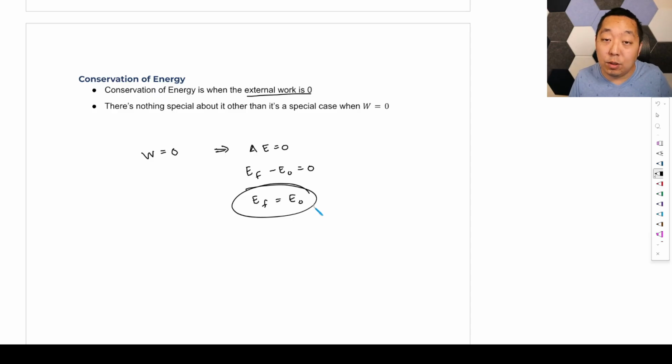But work being zero is just a special case. Energy is conserved in that scenario. The initial energy and the final energy are the same. And it's just when the external work is zero. So there's nothing special about it, anything different we're going to do. It's just a special case when the external work is zero. Then energy doesn't change. It stays the same the entire time. So what's happening is there may be conversions from one form of energy to another, but overall it's staying about the same.